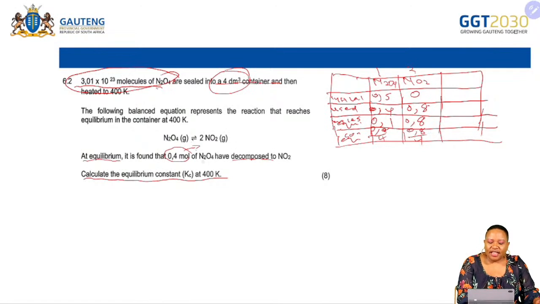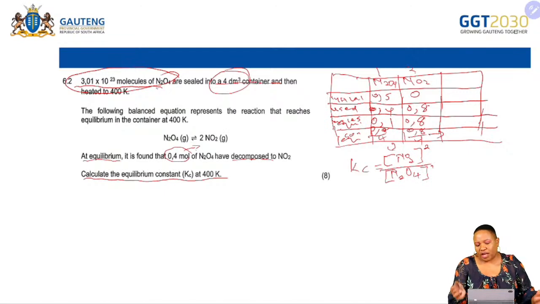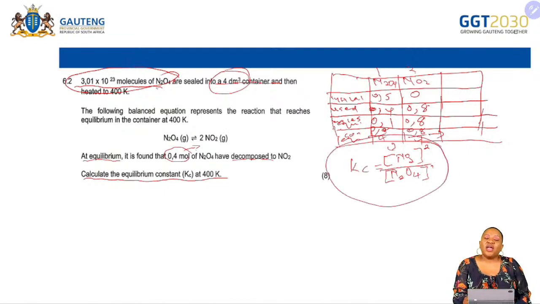And then, after getting the concentration here, you can now start using it in our Kc, which is going to be the concentration of NO2 squared divided by the concentration of N2O4, which is to the exponent 1, because we didn't have any coefficient. And then you can calculate the value of your Kc.